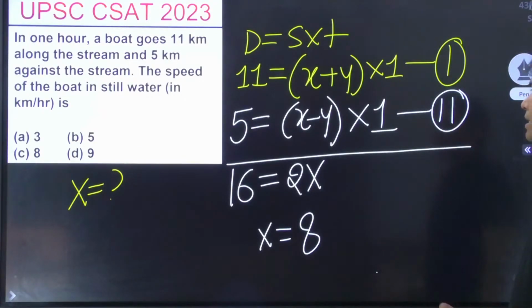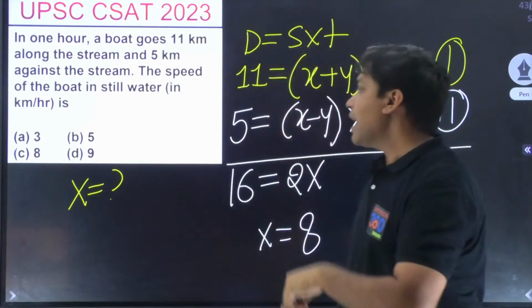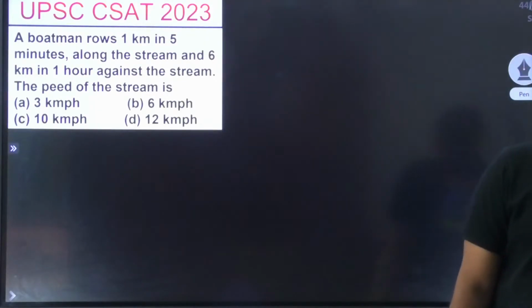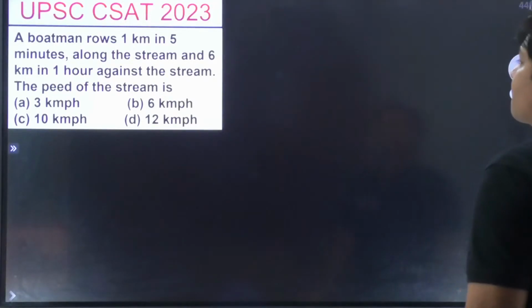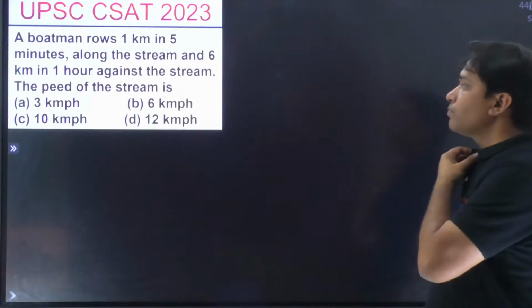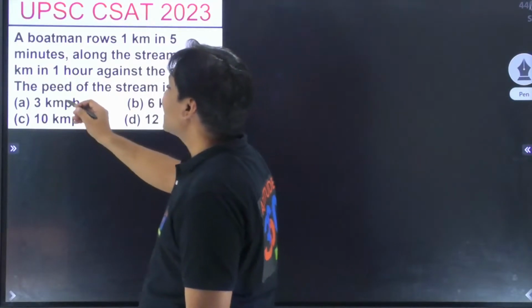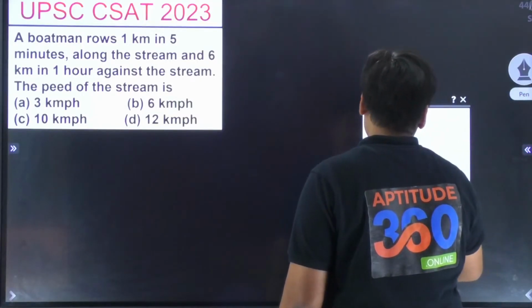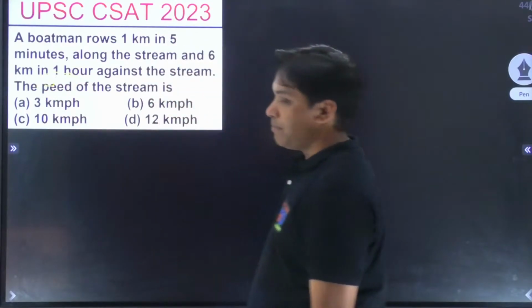Now, since you're understanding this, what is the value of x? What is the value of y? What is x plus y? What is x minus y? Let us move ahead and try to simplify the next problem. Please simplify this problem. Not the speed, this is speed. Typo mistake. This will have to be speed of the stream.